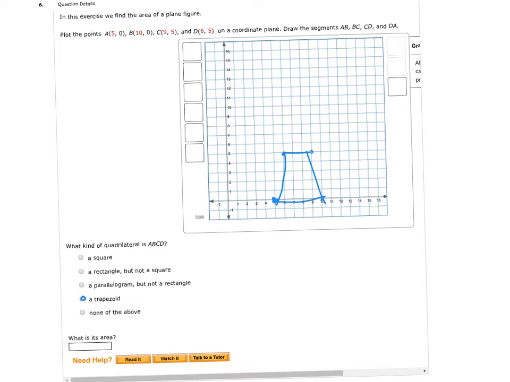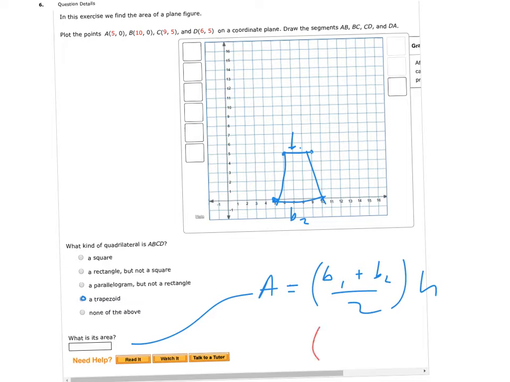And so for the area of a trapezoid, the formula is, I think of it as base times height, except there's two bases here. There's B1 and B2. So what we need to do is take the average of those two bases, and then multiply that by the height. So for me, it looks like the bottom base there is 5, and then the top base is only 3, and then the height is 5. So you just multiply that to find the area.